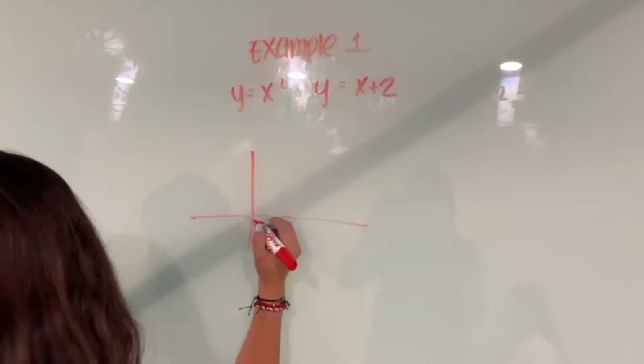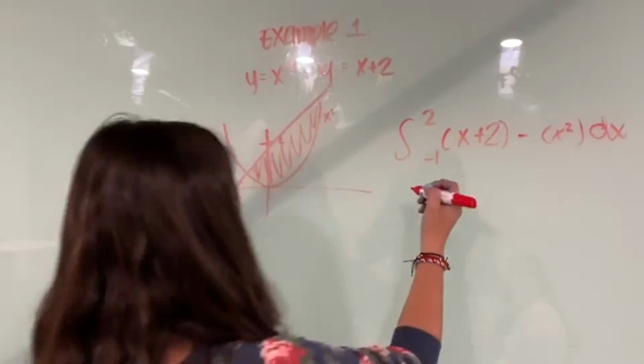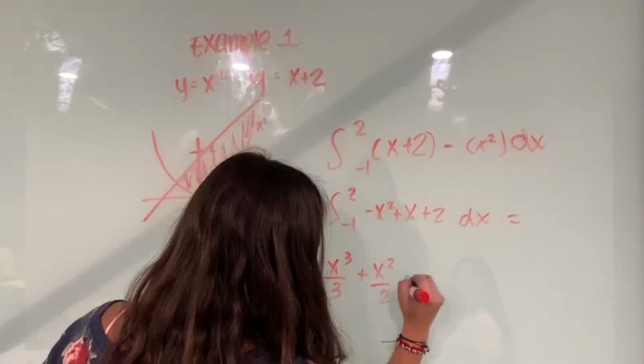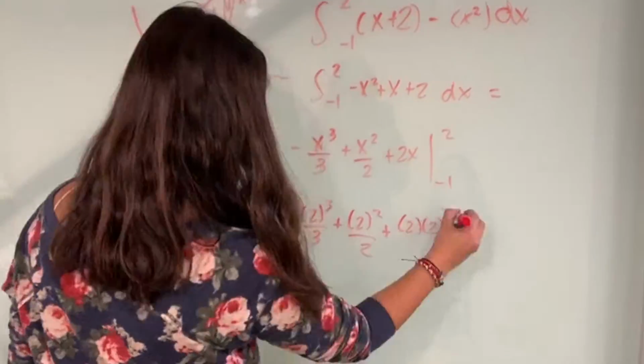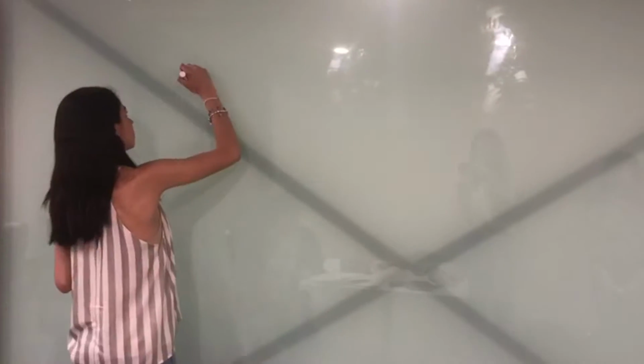First, we sketch the graph of both functions. We shade the area that needs to be calculated. Then we subtract the parabola, which is the lower function, from the linear function, which is the upper function, and mark the limits of integration, which are from -1 to 2. We substituted the values and obtained 9/2 as an answer.